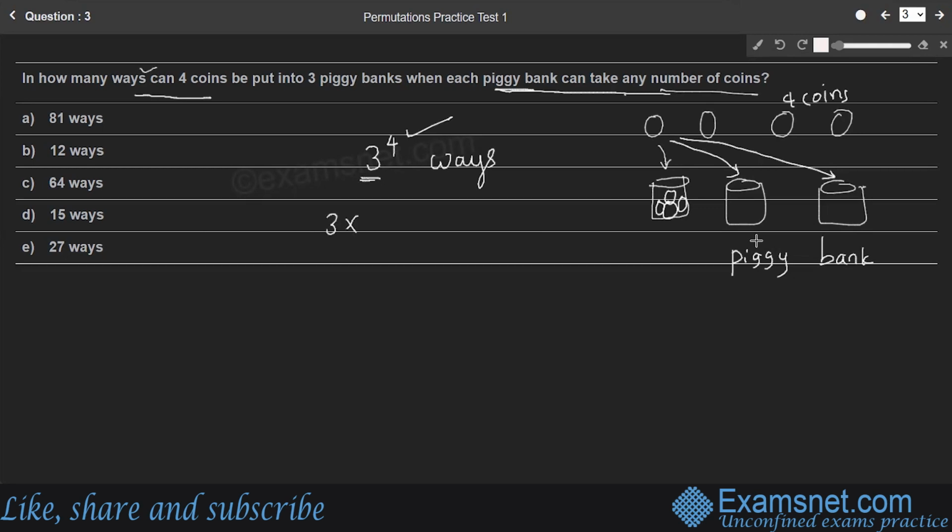So 3 raised to 4 ways means 3 into 3 into 3 into 3, which is 9 into 3, 27 into 3, 81. There are 81 ways to put these coins in 3 piggy banks such that each piggy bank can take any number of coins, right? So option A is the right answer.